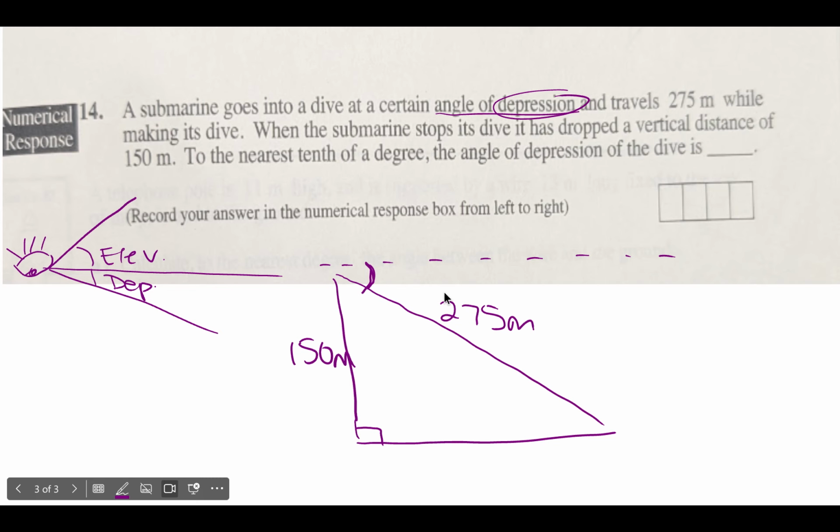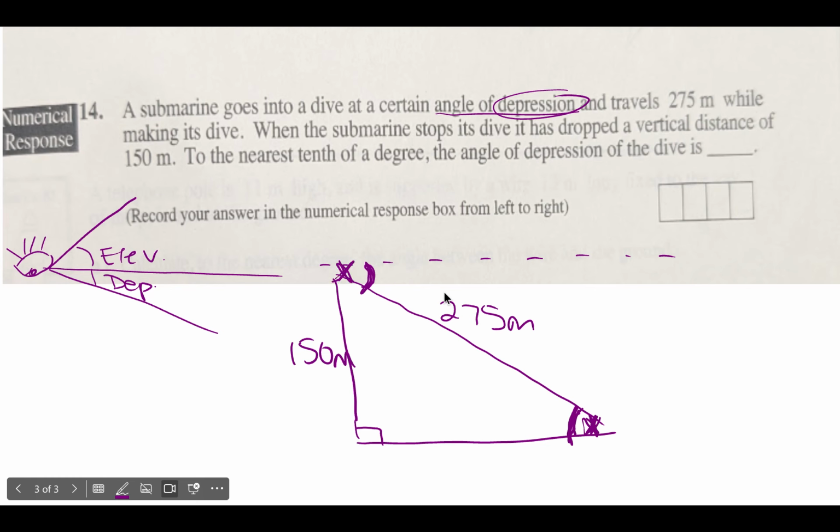But there is a connection, and that is that the angle of depression on the outside of a triangle would equal the angle of elevation on the inside of a triangle. So this angle up here and this angle down here are the same. So I can actually just calculate this angle. I'm going to call it X, because that would be my angle of depression.